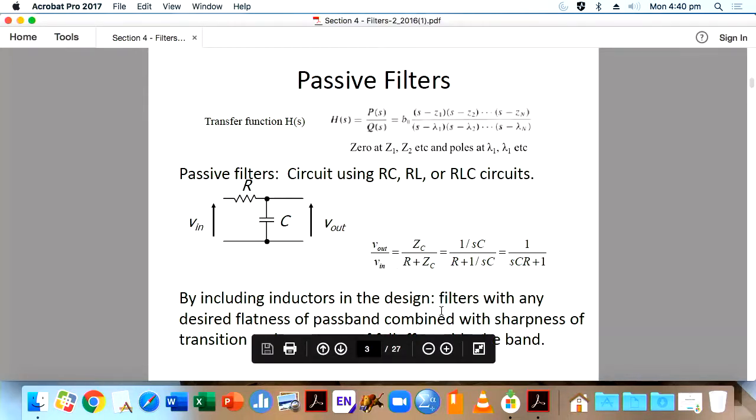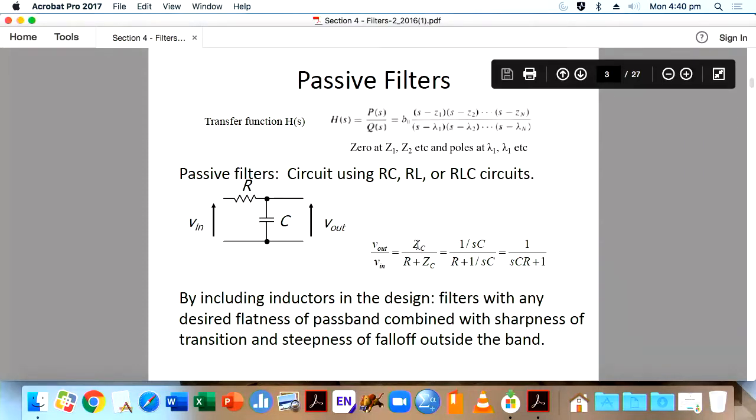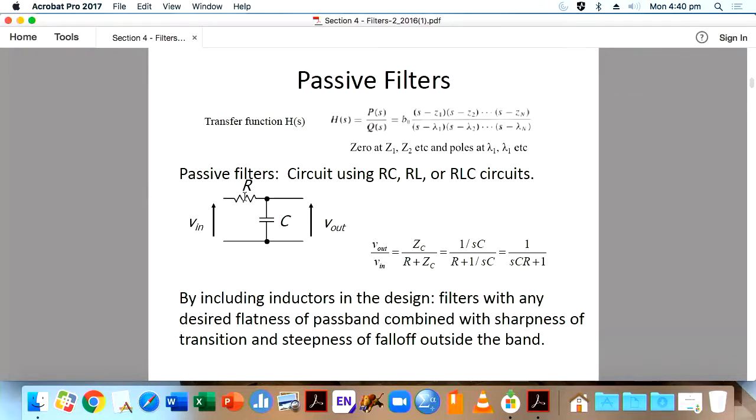So at least you have to remember up to here. When you have a capacitor, you have to take into account the impedance of the capacitor, and this impedance is frequency dependent. Because of that, you get a filter response. You can also include an inductor in the design. Then filters with any desired flatness of passband combined with the sharpness of transition and steepness of falloff outside of the band means you can get a very good transition region, like sharp regions, if you are using an inductor as well. But an inductor is a bulky component. That's the reason most of the time people don't use inductors.